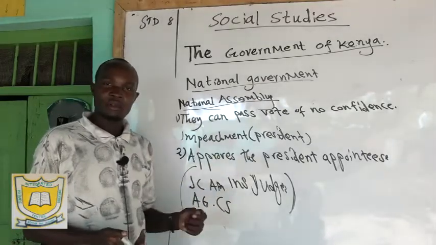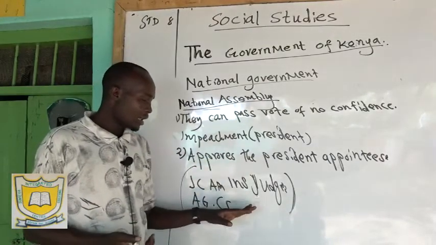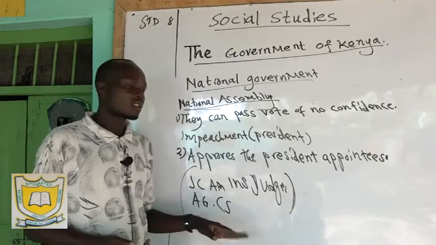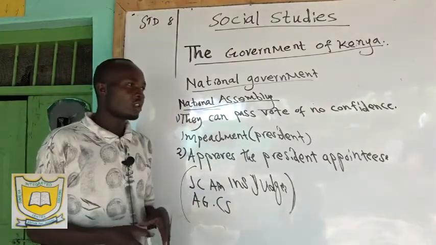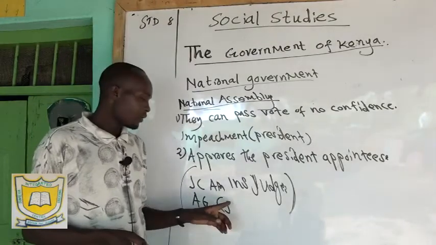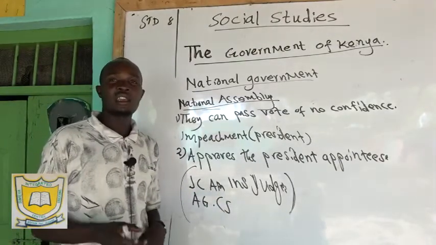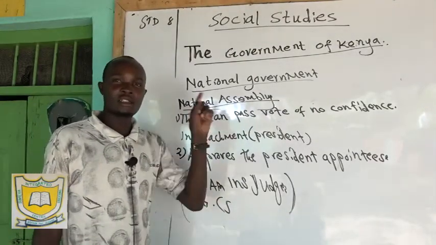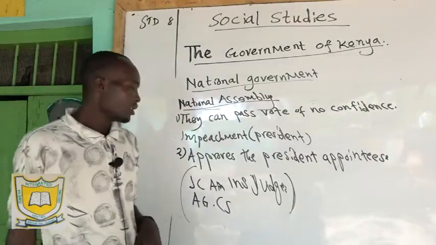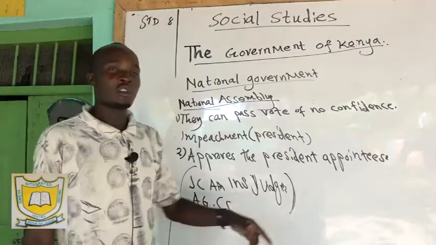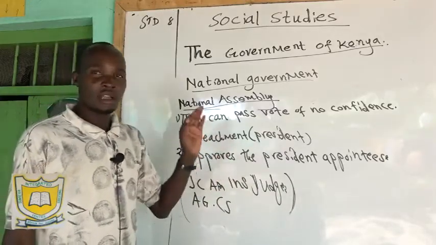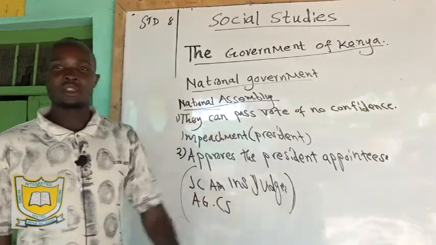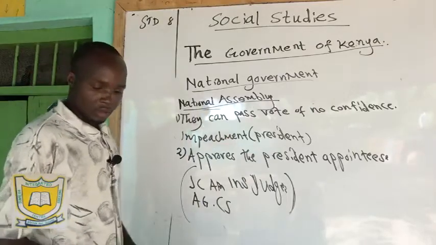After appointment by the president, he appears before the parliament. The parliament will ask some questions. Then according to the answers of these people, they can approve them. They can say, oh yes, this one can qualify. So this is what we call the approval. The president appoints members in the government, then the parliament approves their appointment.